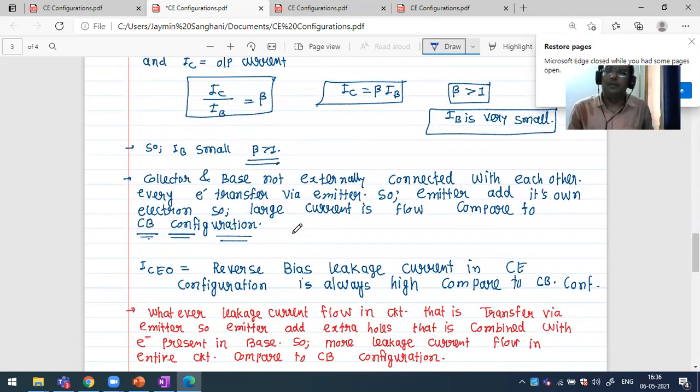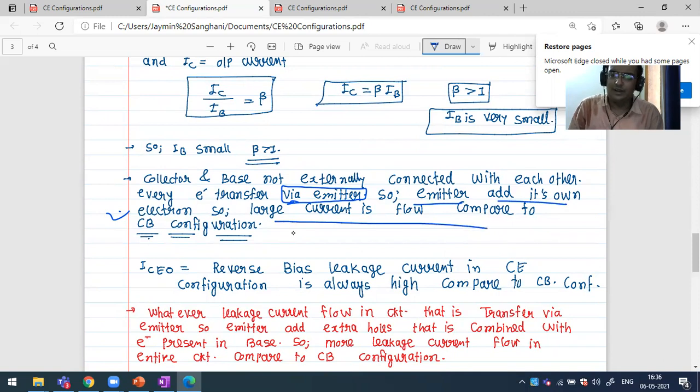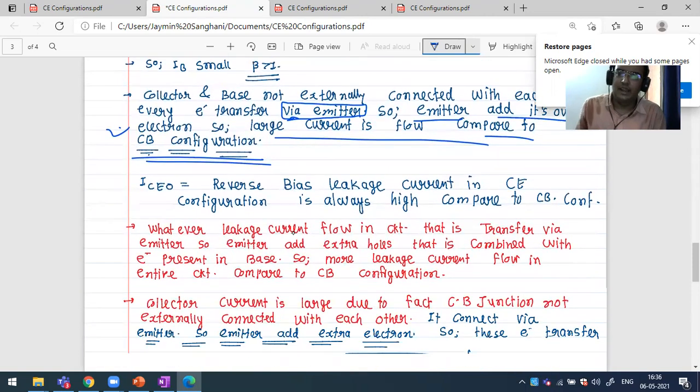Collector and base are not externally connected with each other, so every electron is transferred via the emitter. The emitter adds its own electrons, so a large current flows compared to common base. See this: a large current flows compared to common base.